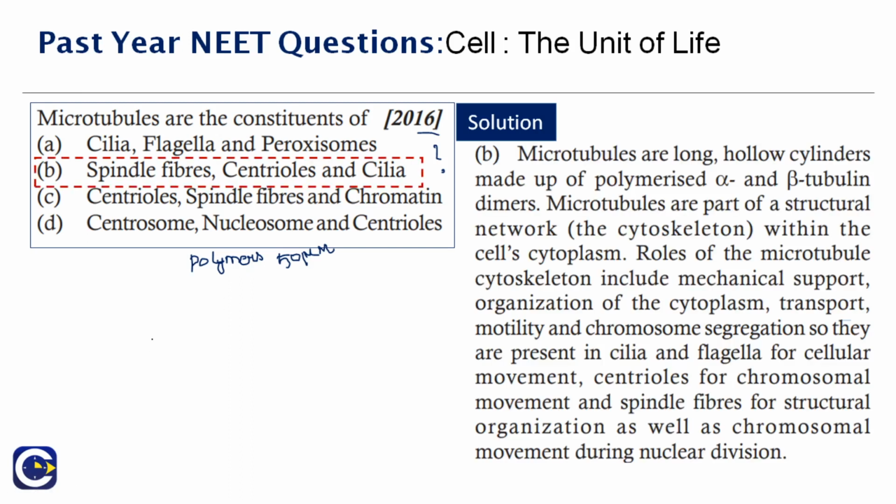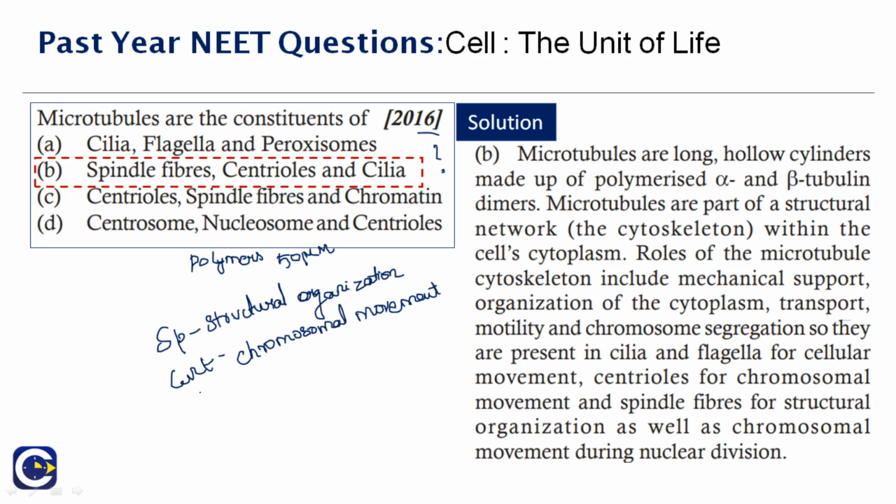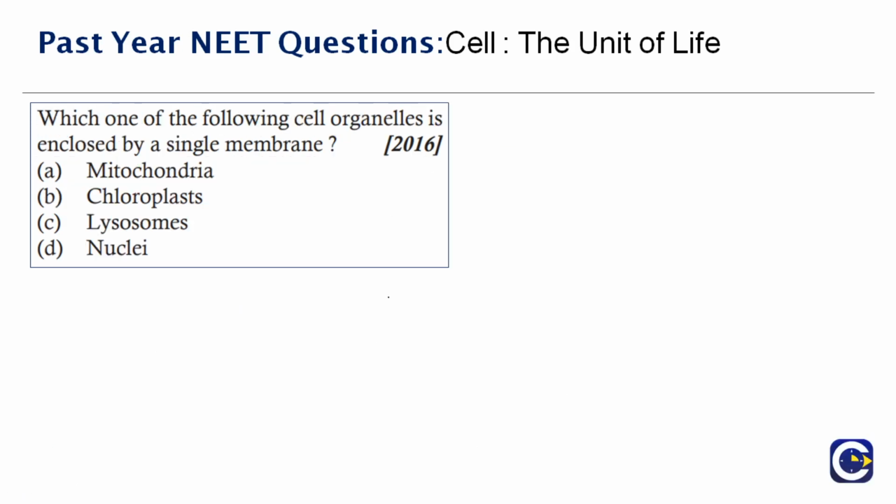As I already said, they are constituents of three. Spindle fibers help in structural organization. So you need to know this. Without knowing this, you cannot answer the question. You need to know which activity belongs to which. Then we have the centriole, where microtubules contribute to chromosomal movement. And the next one is cilia or flagella, which help in cellular movement. Therefore, the correct answer is option B. To your right side, they have explained it in depth: these microtubules are constituents of what, and what is their function in each constituent. Now next question. This question was asked in the year 2016.